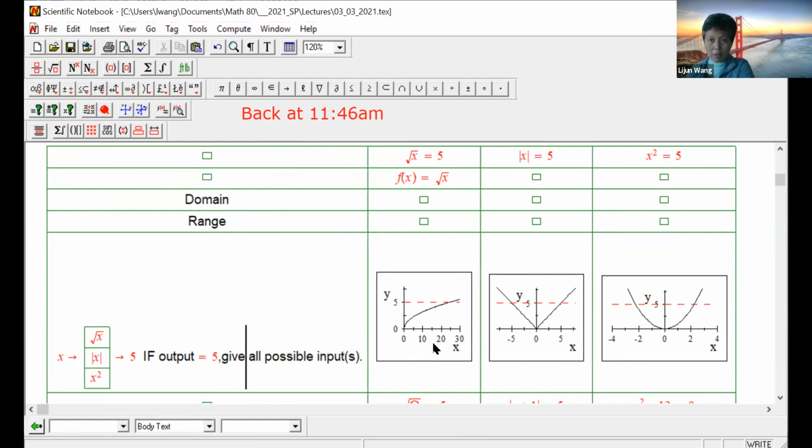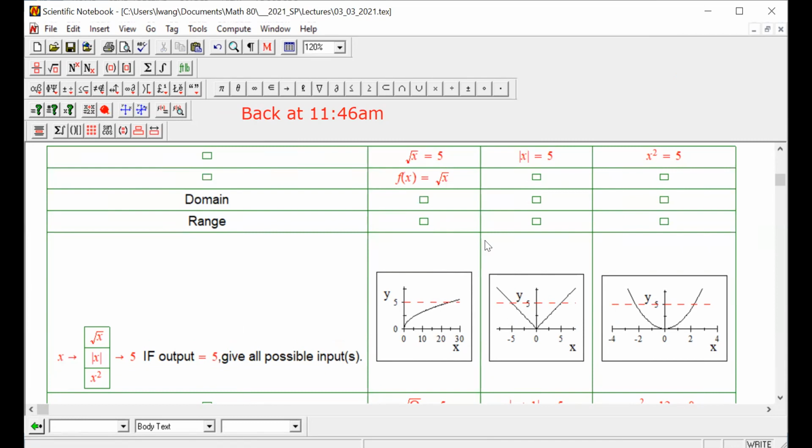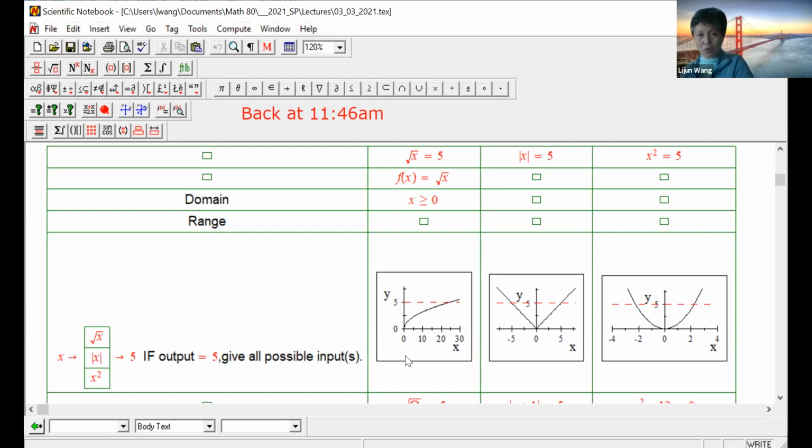The picture tells us the domain, right? Where do we have pictures? What is the horizontal span of this picture? From 0 to infinity, isn't it? Does everybody follow me? Yes. So the domain is x greater than or equal to 0. So the domain is the horizontal span. Horizontally, you see the picture from 0 to positive infinity. And what is the range? The picture also tells us from 0 to infinity, right?